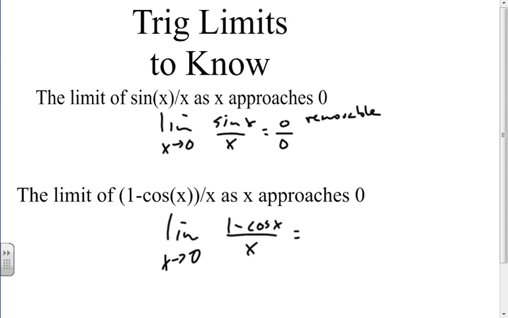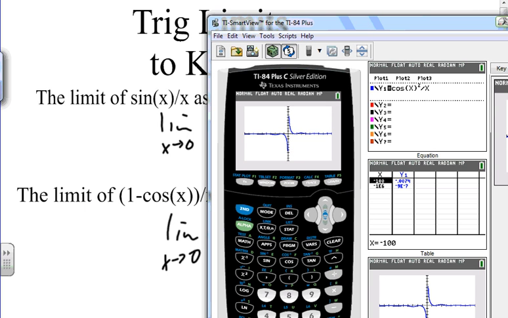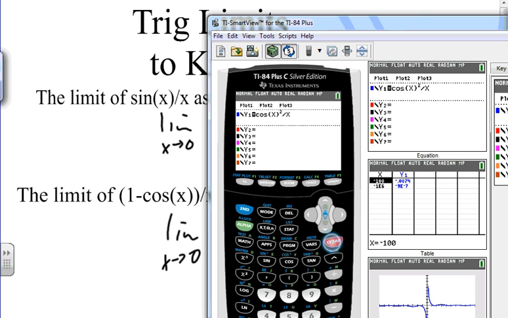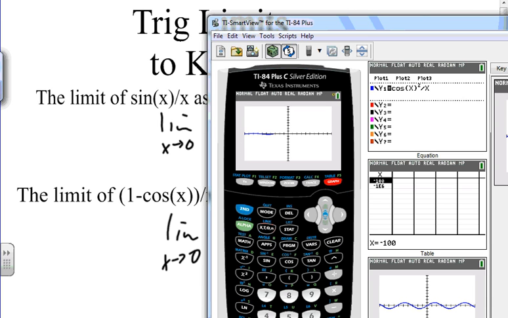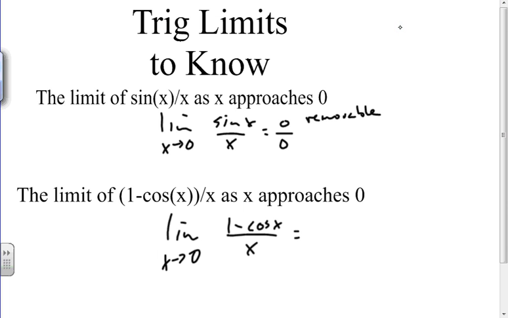We can then go to our calculator and look at some of these values. We have, for example, sine of x divided by x, and we graph this. We can see that as we graph it, our value is approaching 1. We can see from the right and left side that the limit is approaching 1. So graphically, we have determined that though this limit is removable and undefined, it does have a limit of 1.